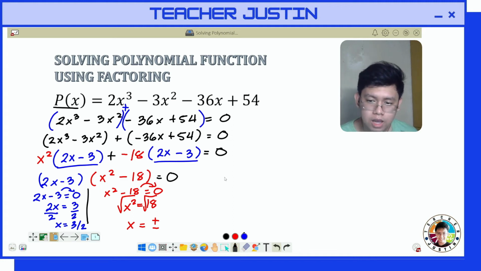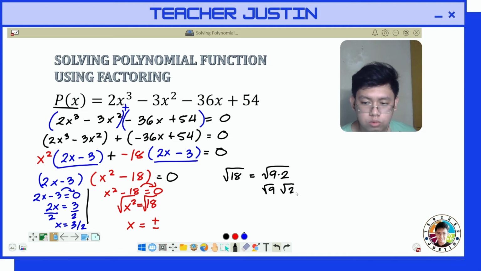Now, since we have the square root of 18, let's simplify this radical. The square root of 18 has a perfect square factor, that is 9. 9 times 2. So, let's get the square root of 9 and the square root of 2 separately. The square root of 9 is 3. Then, the square root of 2 is still the square root of 2. So, our value for x will be positive, negative 3 square root of 2.